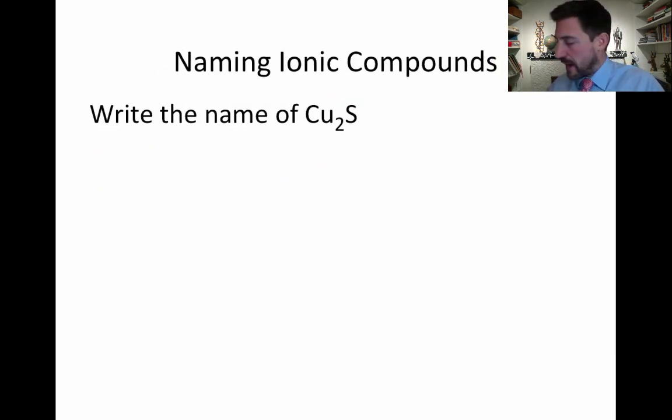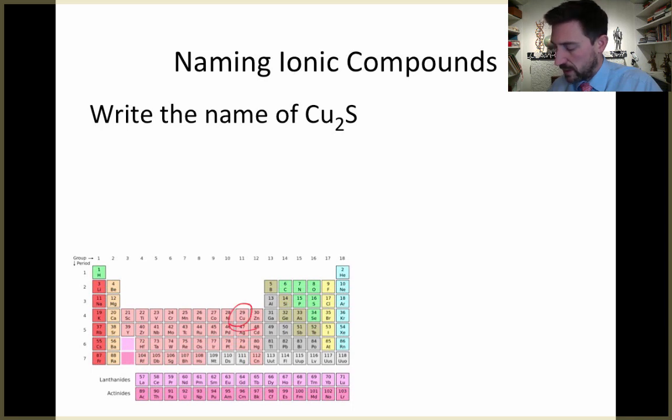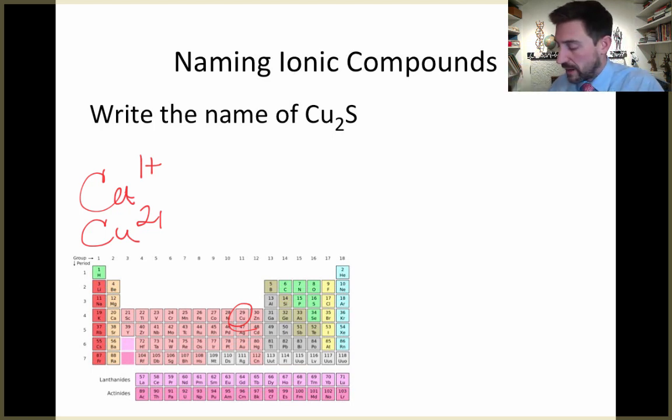What about CuS? We've already determined that Cu, or copper, can have multiple oxidation states. It could be copper with a 1 plus, or copper with a 2 plus. Now, sulfur, when I look it up, can have a 2 plus, a 4 plus, or a 6 plus. So how do I know which one to use? Well, I don't know which copper to use, and I don't know which sulfur to use. I always like to go over here to the anion first.